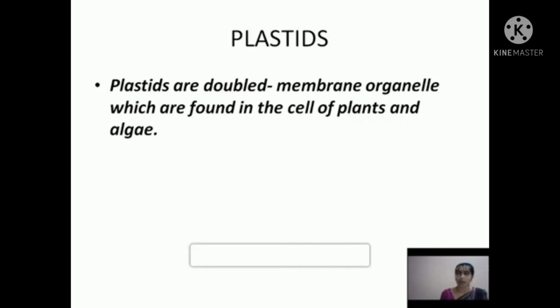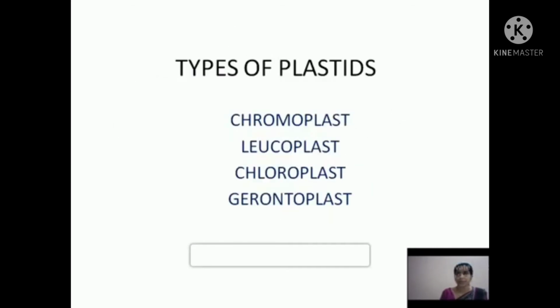Okay, and these plastids are of different types. There are mainly four types, and these are classified on the basis of presence or absence of biological pigment, not a cell organelle, biological pigment. Biological pigment means what? That is chlorophyll. The first one is chromoplast, then leucoplast, chloroplast and gerontoplast. These are the four main types of plastids.